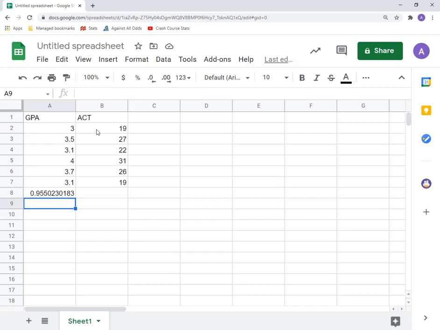Because my R is positive, I know it's a positive linear association, because R only measures linear relationships. So I'm going to say it's a relatively strong positive linear association. And then I throw the context in, between GPA and ACT scores.